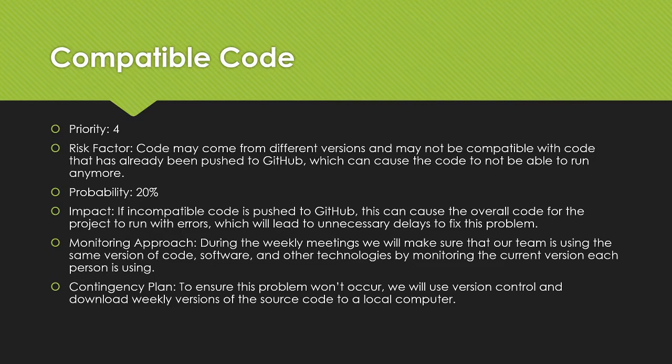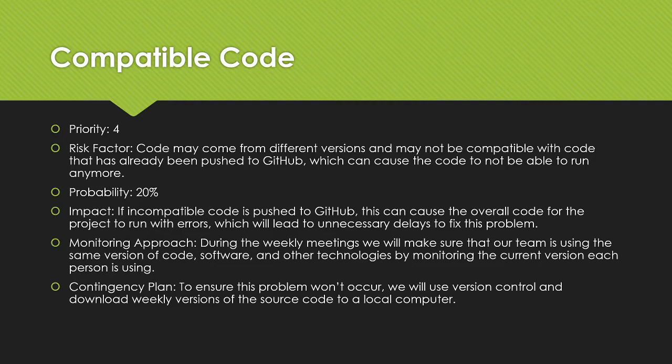The impact was that if incompatible code is pushed to GitHub, this can cause the overall code for the project to run with errors. Basically, if someone was using a different version of Java, maybe they weren't completely up to date or they had a more updated version, if they tried to push their code to GitHub and our application didn't support that version or our tools didn't support that version, our application would break.